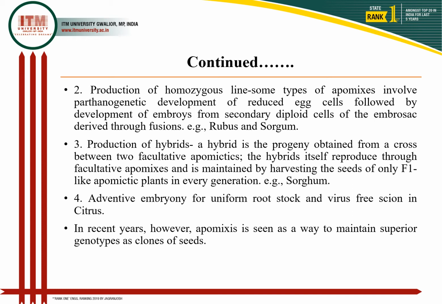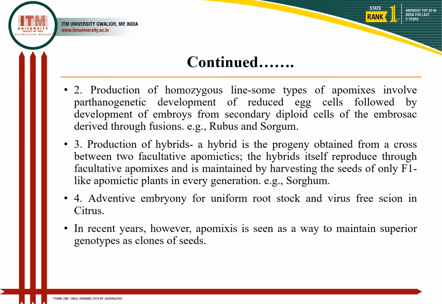Further, production of hybrids is also very good when you use two facultative apomictic lines. They reproduce and maintain. If you are using the seeds, you can maintain it through them, and the seeds can be grown in every generation, which is generally not possible with a normal F1 hybrid. An example is sorghum.